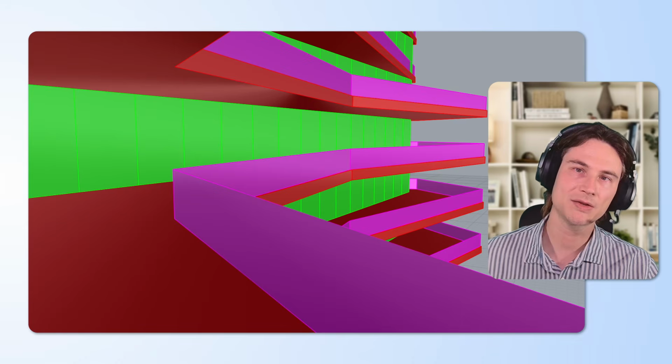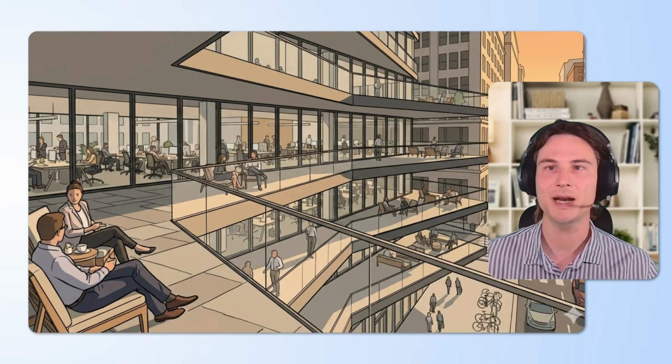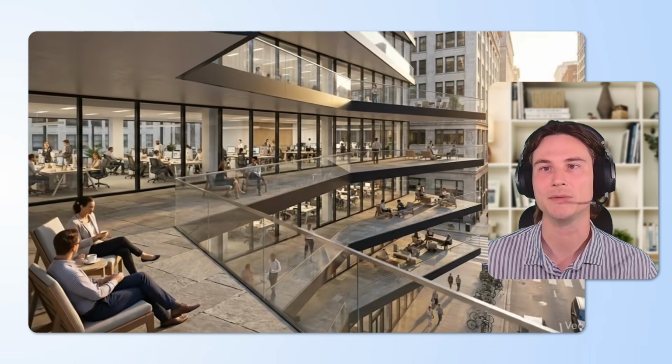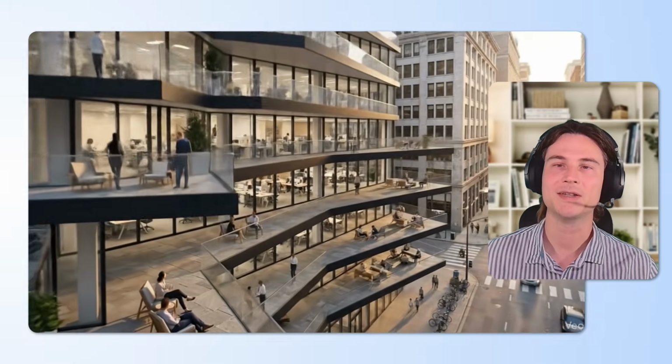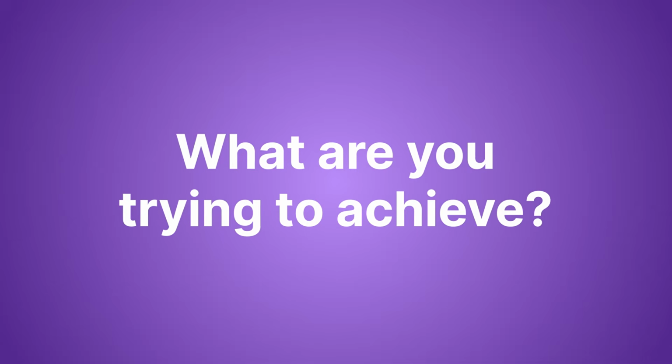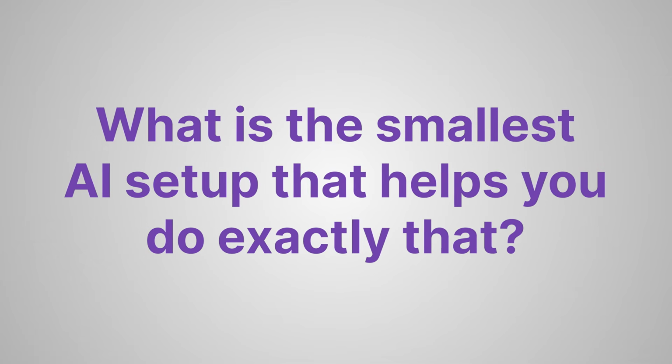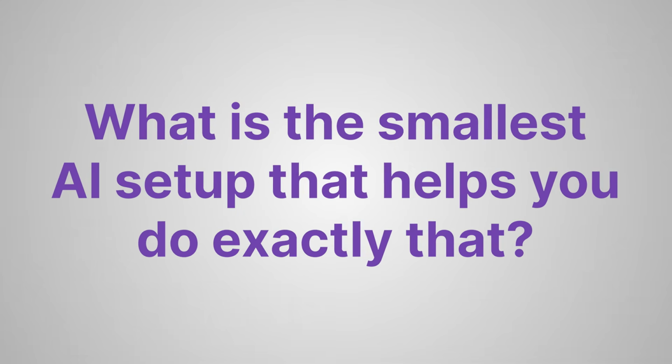You start with the early concept stage, then move through masking, renders, diagrams, privacy constraints, and finally motion. In each step, the question is simple. What are you trying to achieve, and what is the smallest AI setup that helps you do exactly that? For every stage, I will show you one concrete pain you probably recognize and how I would solve it today with these models and tools.